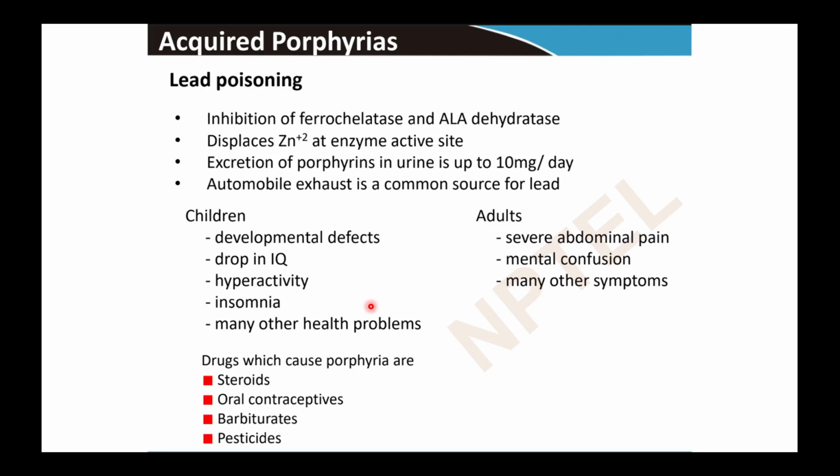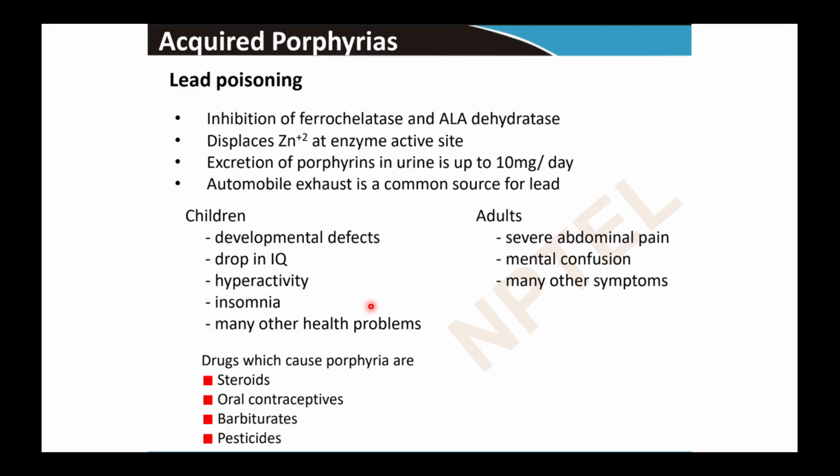Excretion of porphyrins in the urine is up to 10 mg per day. Porphyria, I told you, is characterized by the excretion of porphyrin. And in the case of acquired porphyria, which is due to lead poisoning, the excretion could be up to 10 mg per day.